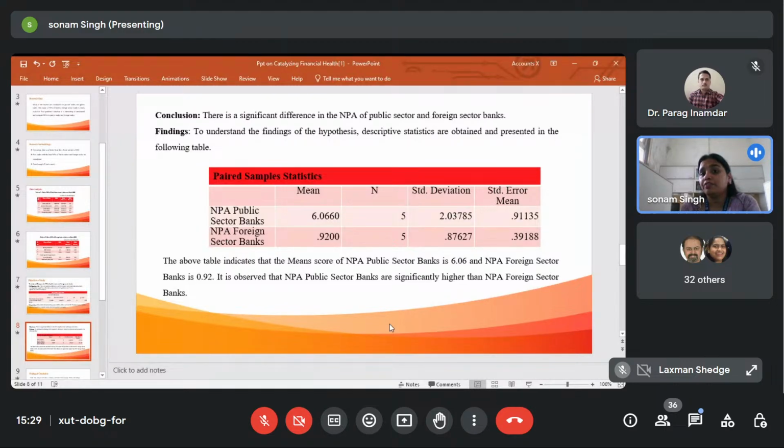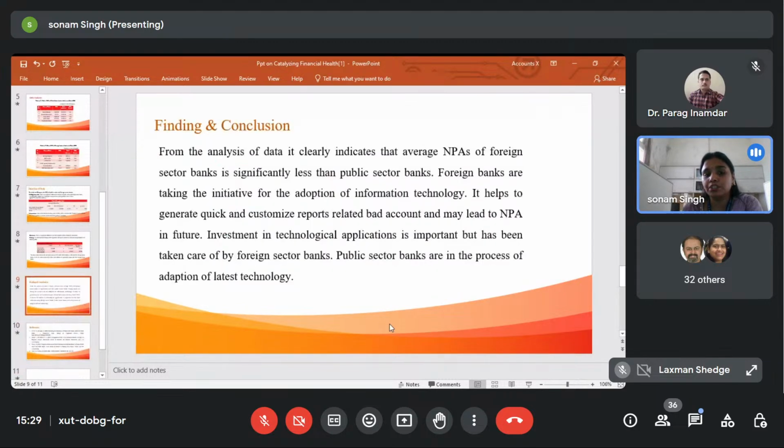Why is there a significant difference between public and foreign sector banks? It is because the foreign sector banks are using updated technology to track the records of their customers. They monitor the loan payment system and use various auto customized technology. Finding and conclusion from the analysis of data: it clearly indicates the average NPA of foreign sector banks is significantly less than public sector banks. It helps to generate quick and customized reports related to bad accounts that may lead to NPA in future.